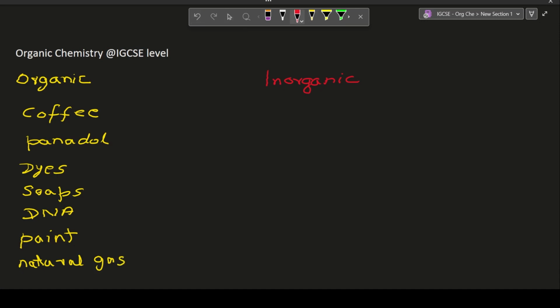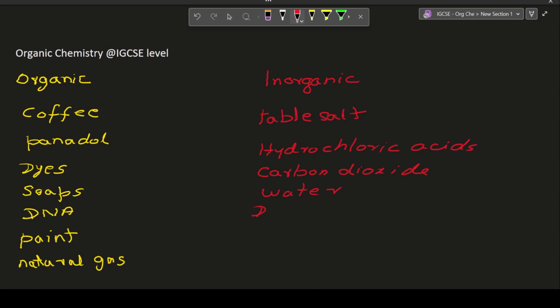Coming to inorganic compounds, table salt that we use on a daily basis in making foods. Table salt, that is an inorganic compound. It's not organic, it's an inorganic compound. And acids such as hydrochloric acid are an example of inorganic compounds. Carbon dioxide that we exhale while breathing is an example of an inorganic compound. Water is also an inorganic compound. Diamond is an example of an inorganic compound.